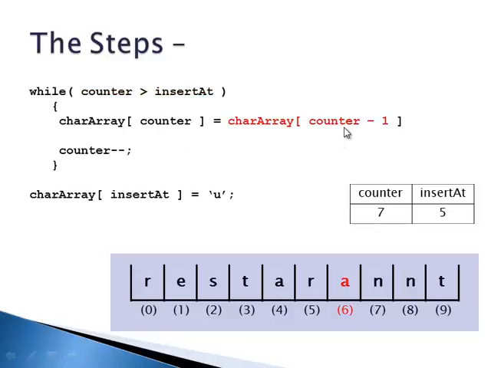Now counter minus 1 is counter at index 6, the element that has the A in it. We're going to assign that to the character array element at counter, which is at 7. Right now it has an n in it, but when we copy this counter minus 1 from this location here, then we will have an A in it now. So that's the process of assignment there.